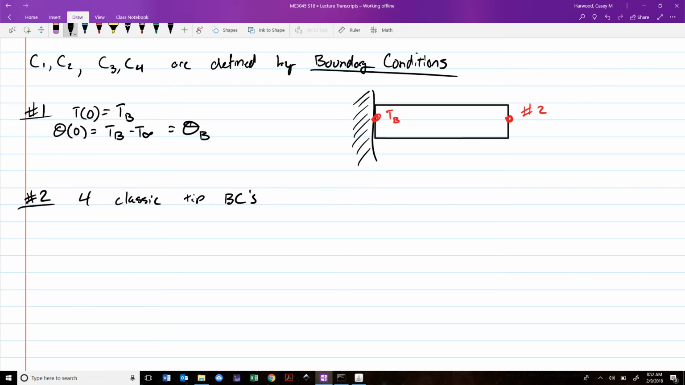The first, say A, is fixed temperature, where we would say that T at L is equal to some T sub T, and we would turn that into theta at L is equal to theta T.